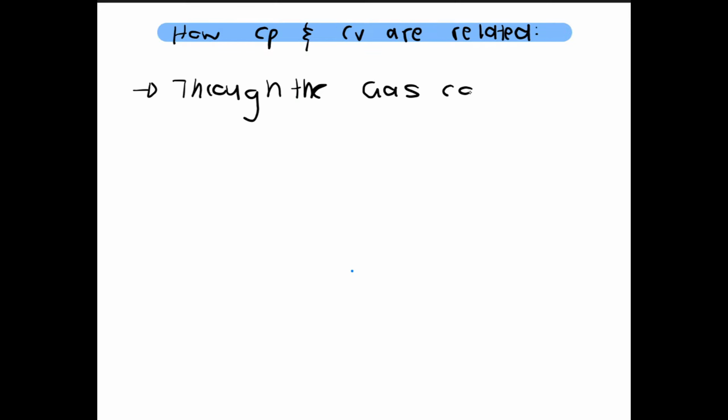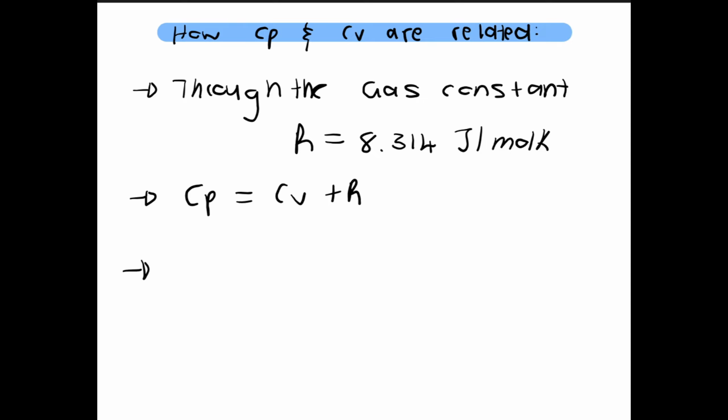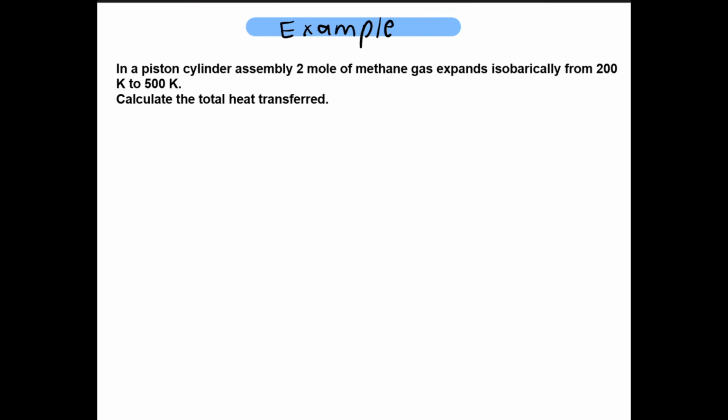But how are Cp and Cv related? How can I use the Cp value table to get Cv? Cp and Cv are related through the gas constant we all know, 8.314 joules per mole Kelvin. Cp is equal to Cv plus R. And it is easier for ideal gases, where Cp is approximately equal to Cv.